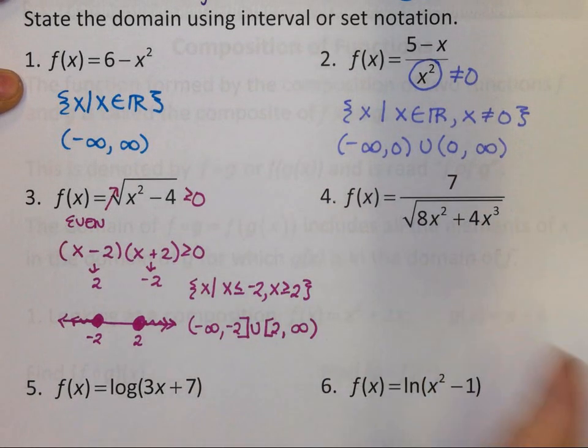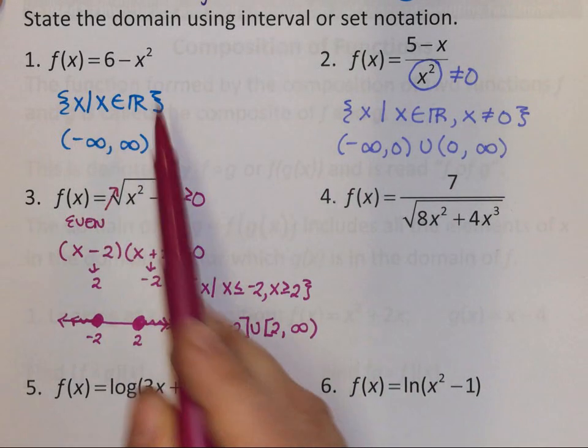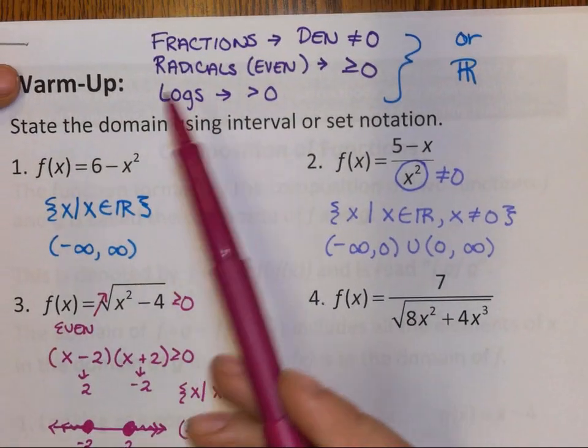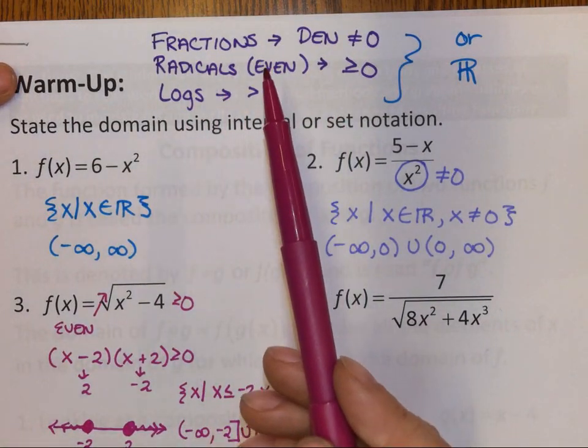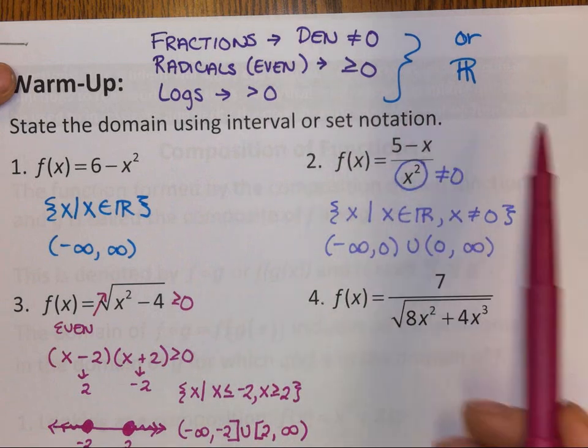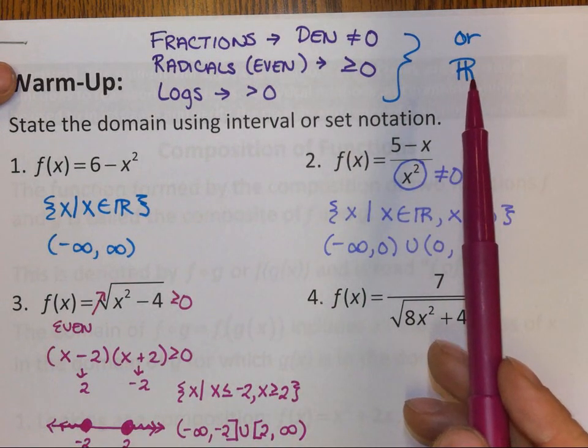So if it was like an odd root, would you still solve it like that? No, if it was an odd root, you would simply state like what we have right here. All real numbers. We only get the restriction from radicals if your root is even. If not, you go to the all reals.